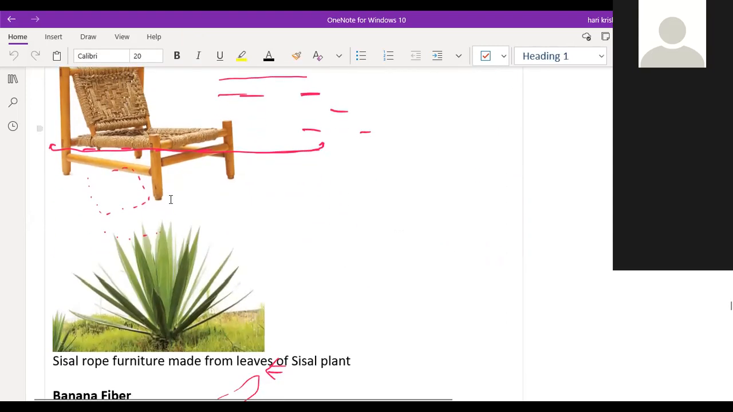So this is generally how the sisal plant looks. You'll obtain the sisal fiber from which part of the plant? Sir, leaves. From the leaves only you'll get the sisal fiber. Clear?